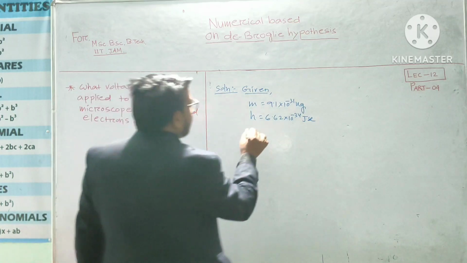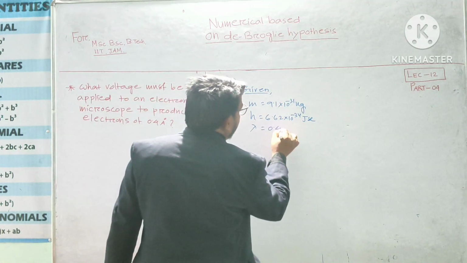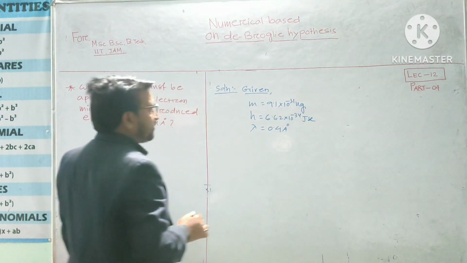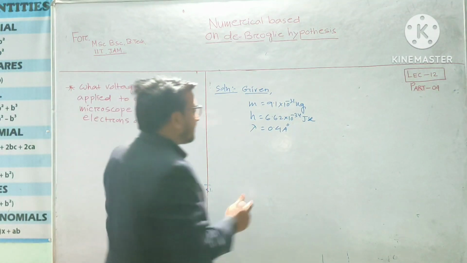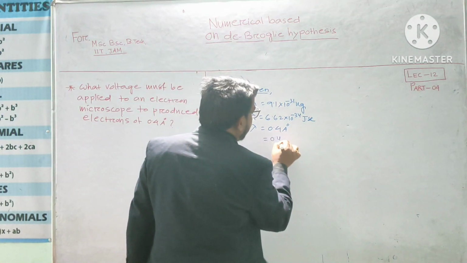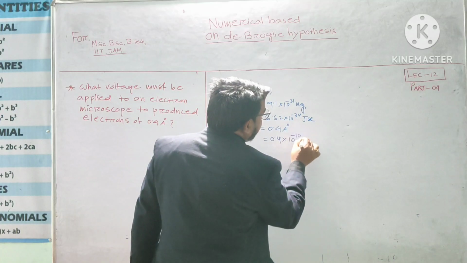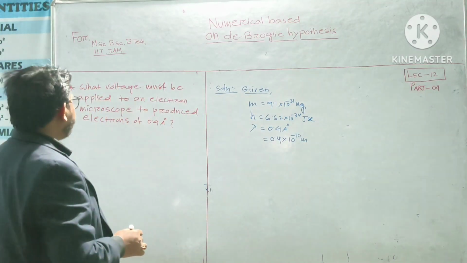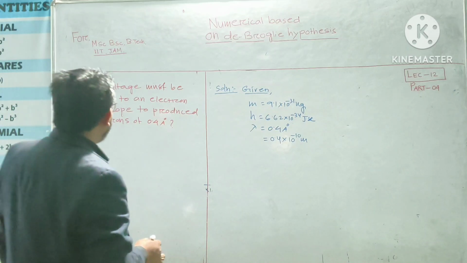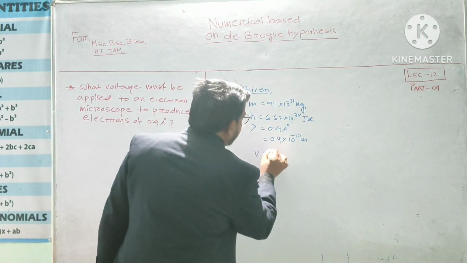The wavelength of the electron is 0.4 angstrom, and we know that angstrom is not an SI unit of wavelength, so it should be converted into the SI system. So we can write 0.4 into 10 to the power minus 10 meter, because we know that 1 angstrom equals 10 to the power minus 10 meter. Okay, and we are going to find out the voltage. So V equals what?